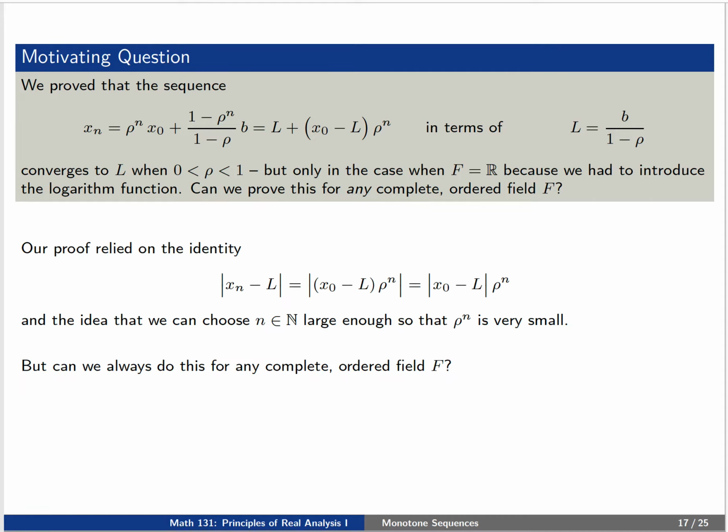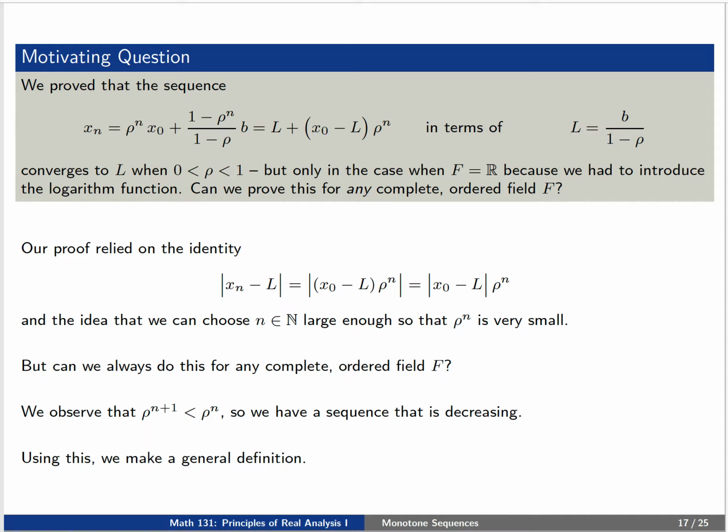Our proof really relied on the following identity. That is, the absolute value of x_n minus L looks like the absolute value of x_0 minus L times rho to the n. The idea of how we constructed our delta was to say that we can always choose a natural number n large enough so that rho to the n is very small. So the question is, can we do this whenever we have any complete ordered field F?